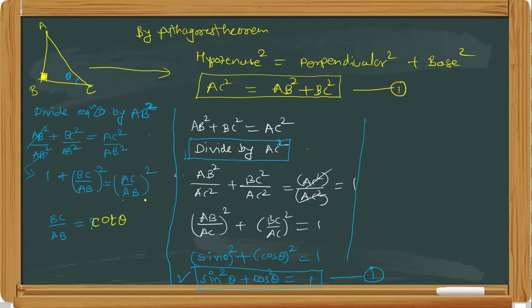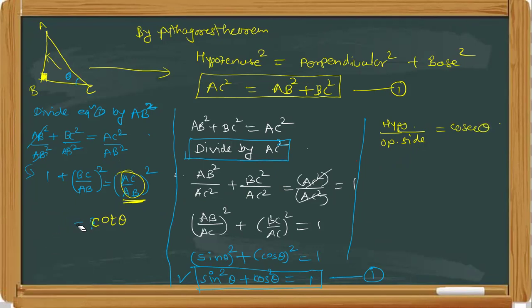Okay, then what will this ratio be? AB will be our opposite side here. What is this ratio called? AC upon AB: hypotenuse upon opposite, cosec theta. Cosec theta. Okay.